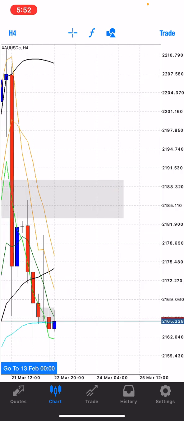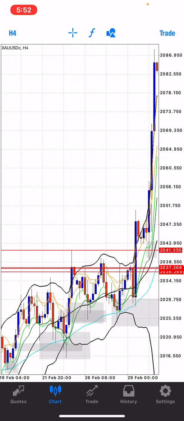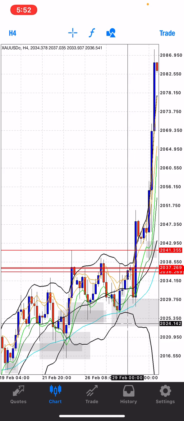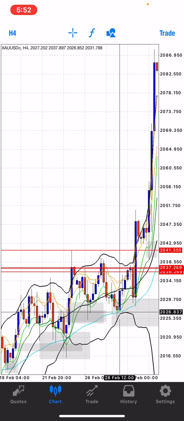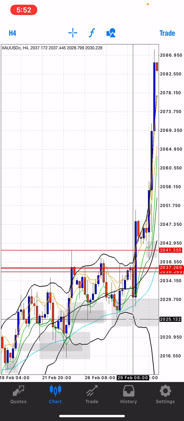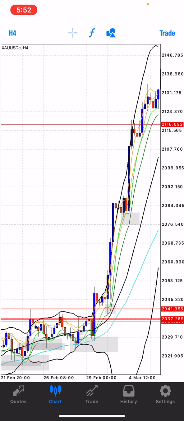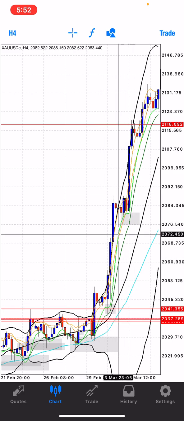We are going back down because we are not done yet. Okay, let me zoom out a bit, and then it rejected again, giving us more extreme. If you notice, it never closed below the lower BB. It was just rejecting from the EMA 50 and the lower BB, and then price finally broke free. And then the rest was history. It came here, it went up normal.